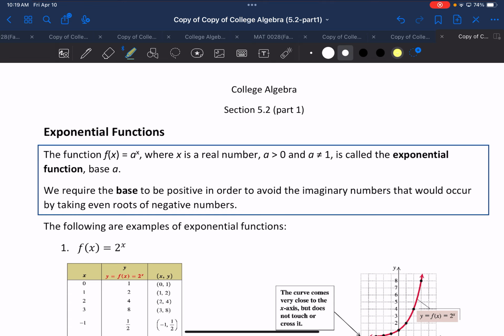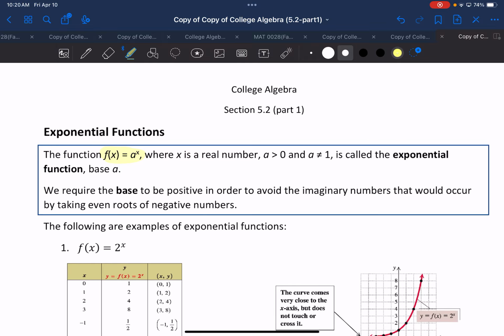So the basic form of an exponential function is given by f of x equals a to the x power, where x is a real number, a is greater than 0, so it won't be a negative base. And of course, a is not equal to 1, because 1 to the x power would just be 1. This is called an exponential function base a. In order for it to be an exponential function, the variable needs to be in the exponent.